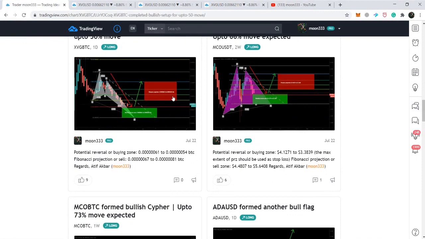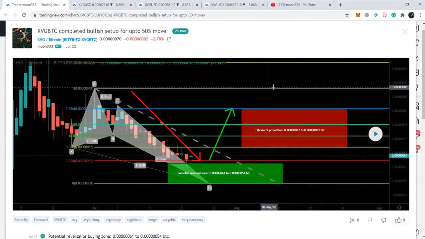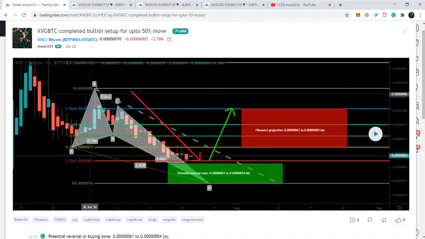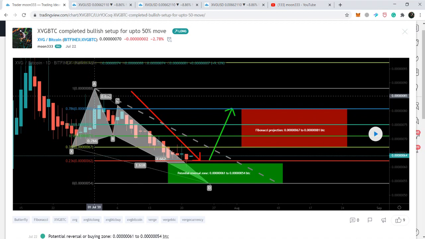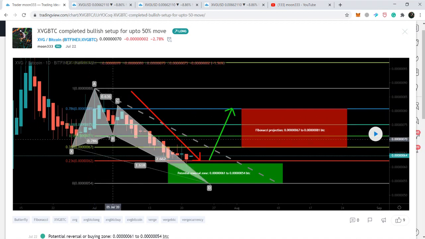This was the idea that I shared with you guys on 22nd of July. Here you can see on the chart the price action completed the final leg of the bullish butterfly pattern. This was the initial leg, and after that the price action was retraced between 0.382 to 0.786 Fibonacci retracement level, and then it is projected between 0.382 to 0.886 Fibonacci projection.